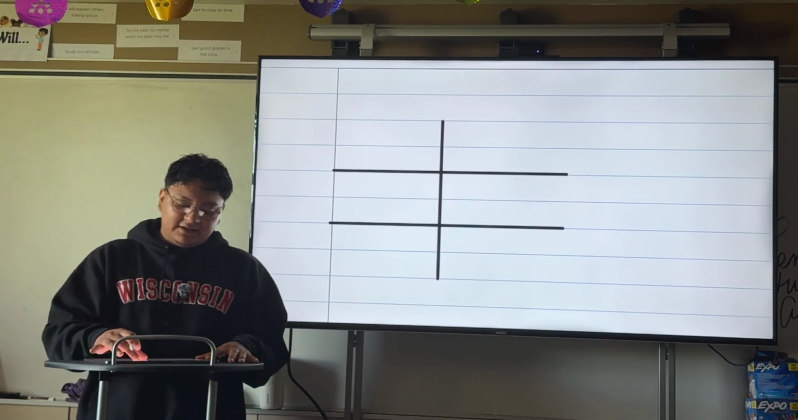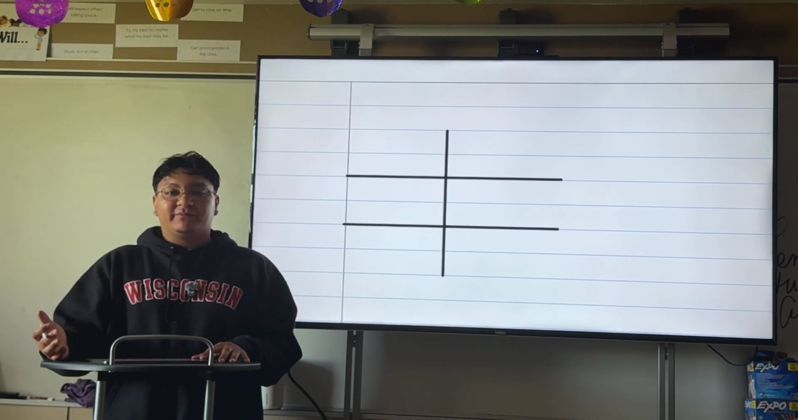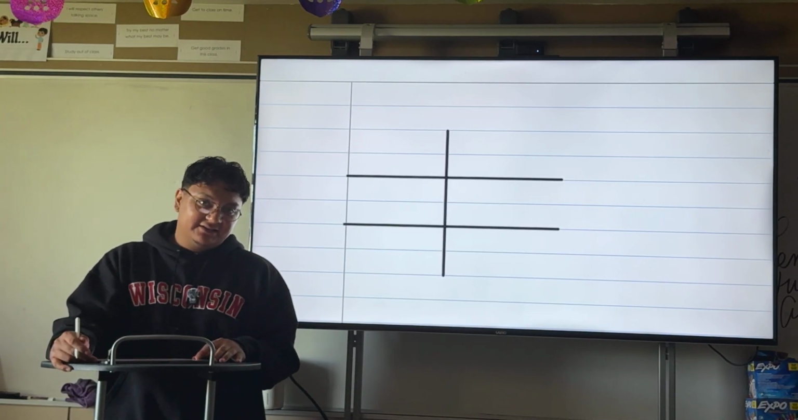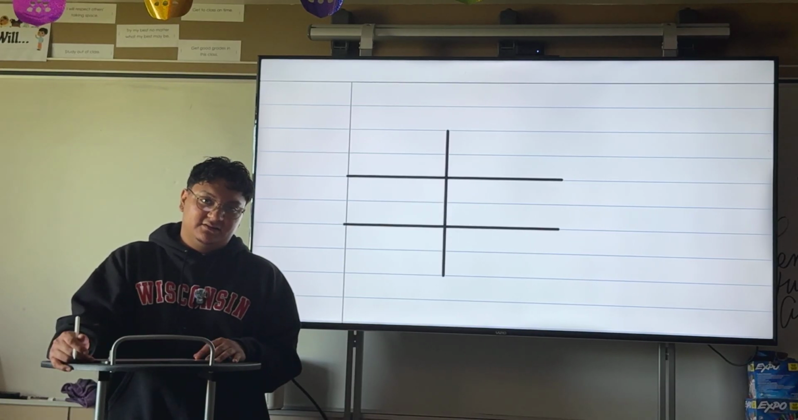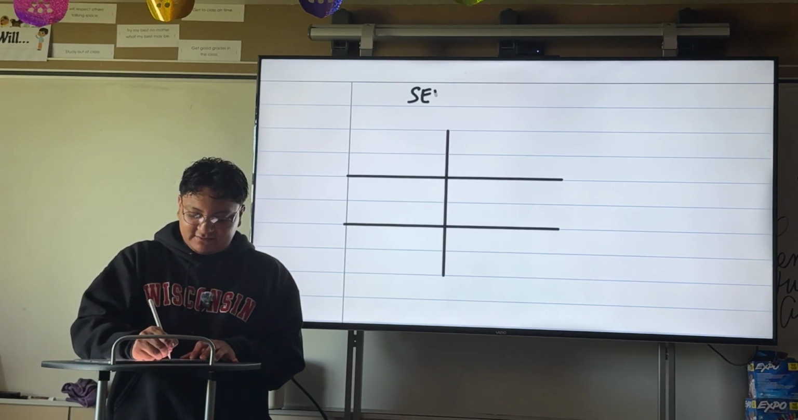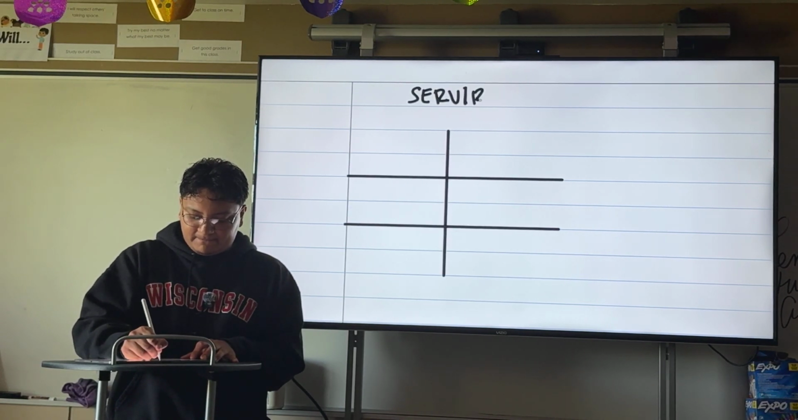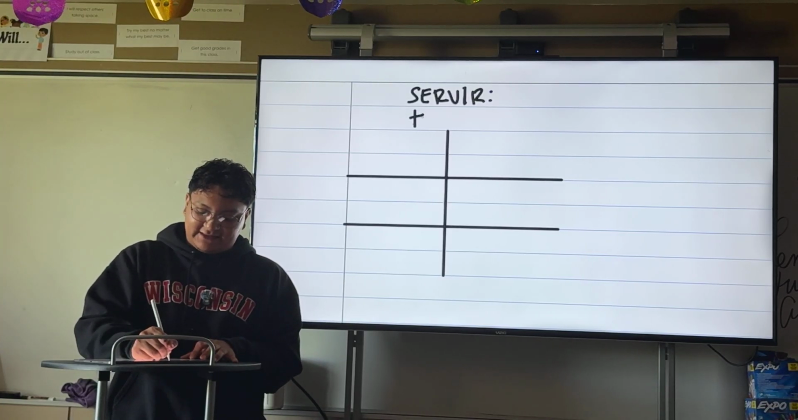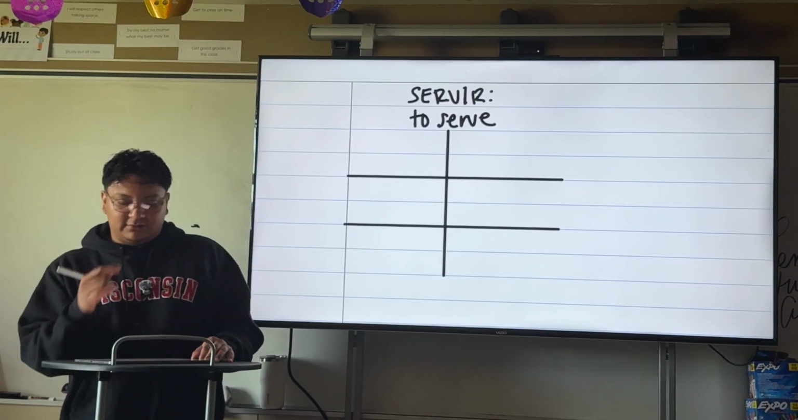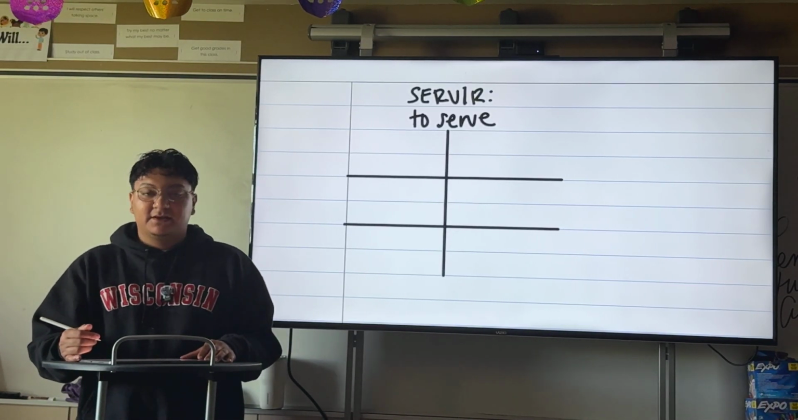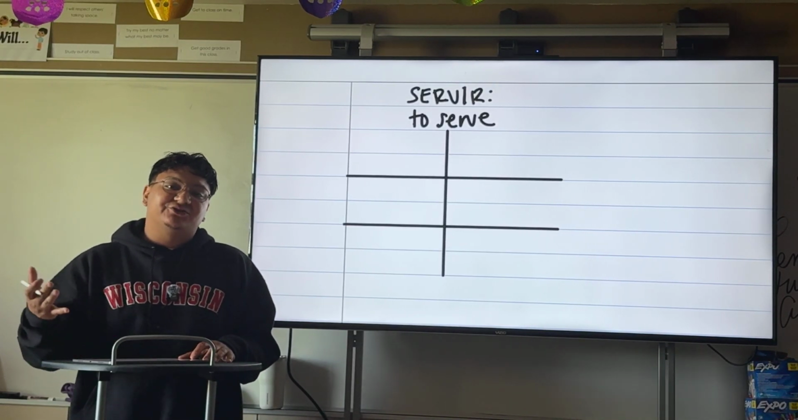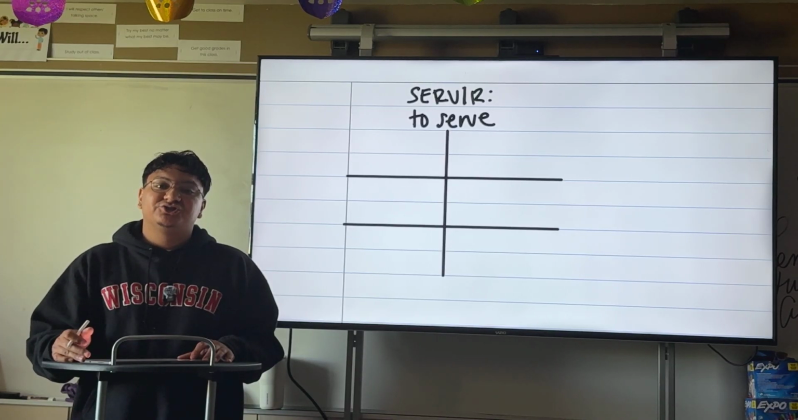So let's talk about a specific IR verb related to food, like in a restaurant. Let's use servir. Do you know what servir is in English? I'll give you a second. It is to serve. So up here, I'll write servir. And if you forgot what it means, you're more than welcome to write down the English translation, right? To serve. So let's conjugate serve or servir. So how would you say I served? Yo serví.